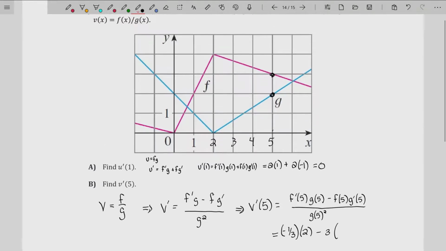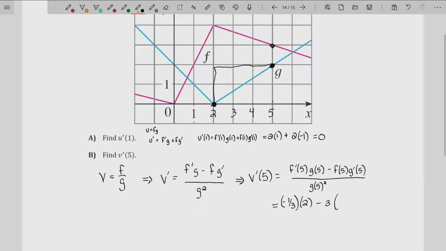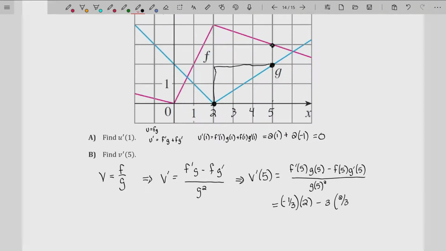And g prime evaluated at 5. Remember, that's just the slope of g at 5. I usually look for when it crosses another point. So these two are good ideas. It rises 2 when it runs 3. So 2/3 is the slope there. All over g at 5 squared. Remember, g at 5 is 2, so you square it, it's 4.